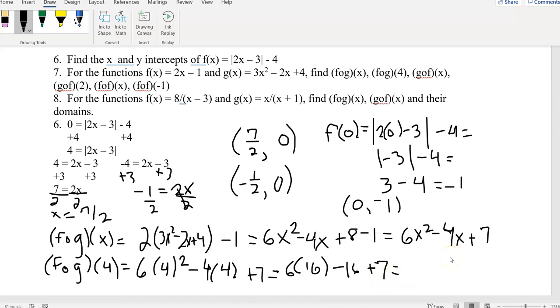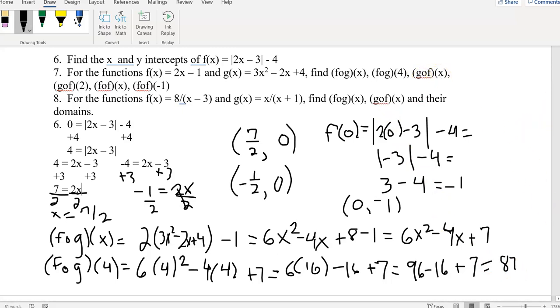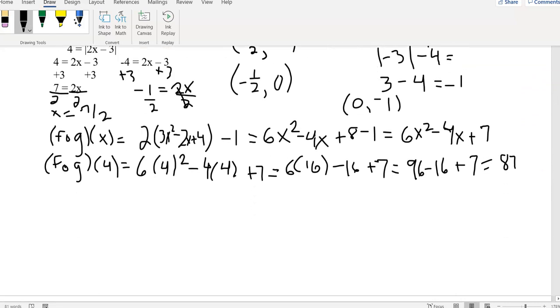And whatever 6 times 16 is, I believe it's 96, but let me just stick it into the calculator. And 6 times 16 is 96, yes. So 96 minus 16 plus 7. And if we add all of that up, we'll end up getting 87. All right, now let's do the other direction. Let's do our g composed with f of x. And let's see if it's going to give me room here. Yeah, I may have to just go back and forth to see it.